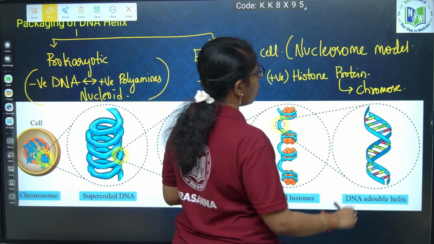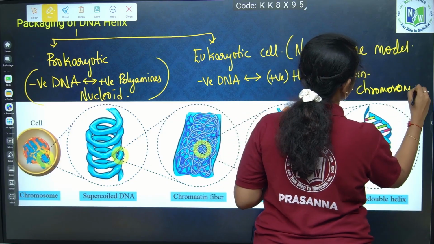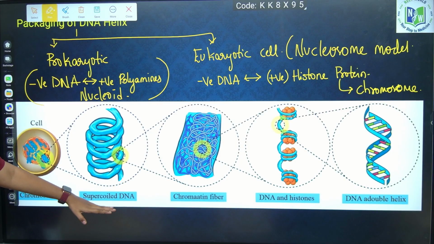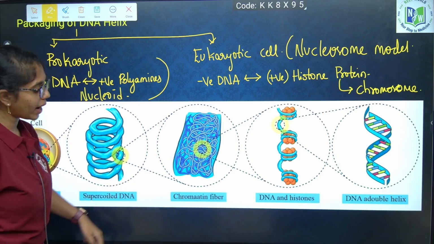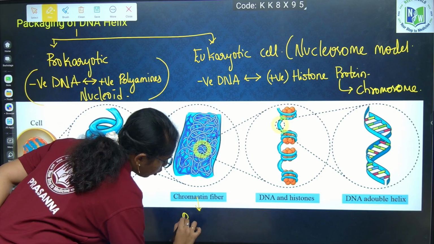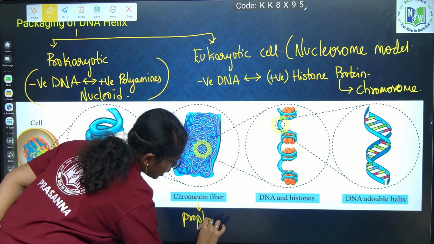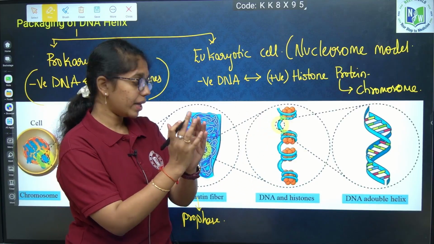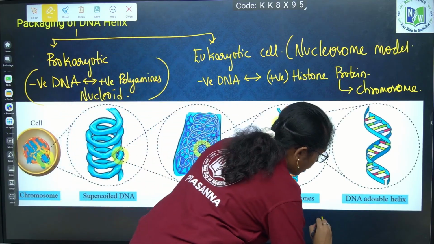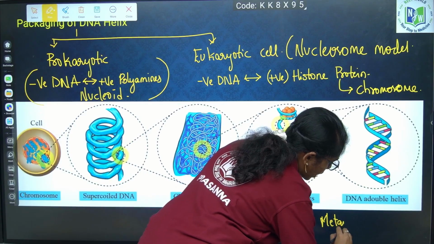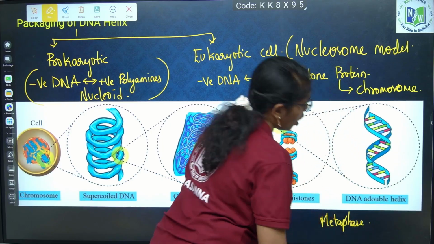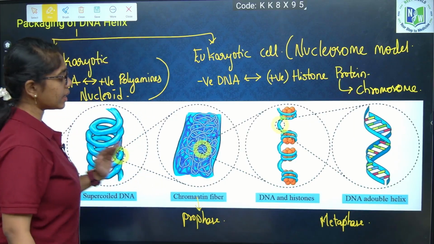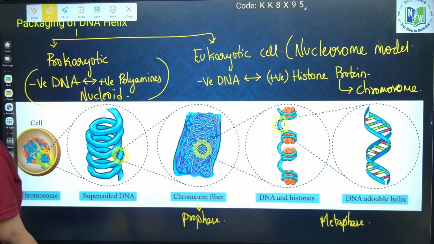The levels of packaging in a eukaryotic cell include: first supercoiled DNA, then chromatin form, which you will see in the prophase of cell division, then DNA along with histones. Complete condensation happens in the metaphase. Complete condensation happens in what phase? Metaphase of cell division. This finally gives the chromosome structure. These are the levels of packaging in the eukaryotic cell.